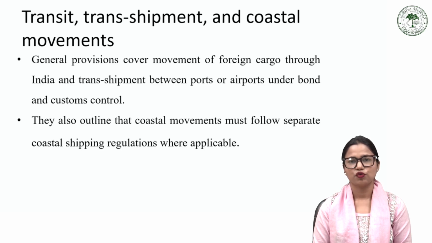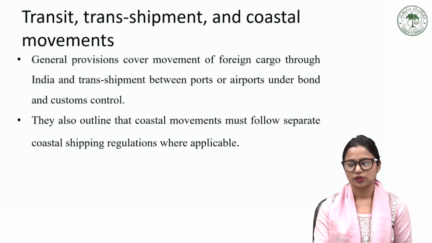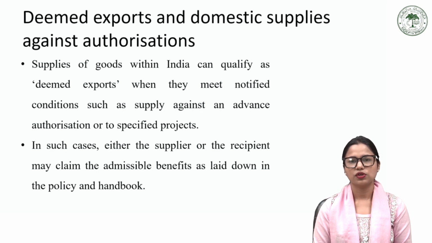General provisions cover movement of foreign cargo through India and transshipment between ports or airports under bond and customs control. They also outline that coastal movements must follow separate coastal shipping regulations where applicable. So the coastal rules are different from the rules of normal goods. Deemed exports and domestic supplies against authorizations: in such cases, either the supplier or the recipient may claim the admissible benefits as laid down in the policy and handbook.